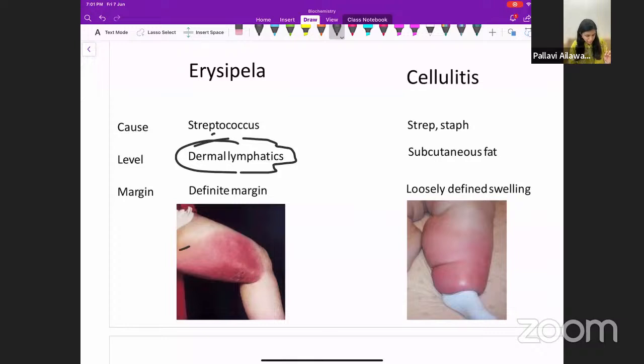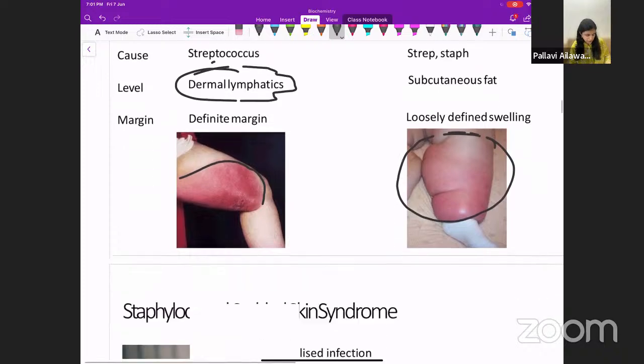And this is a painful lesion with a clear, well-demarcated margin. That is the difference of erysipelas from cellulitis, which is an infection of the fatty tissue where you get a loose, diffuse swelling without any clear margins.